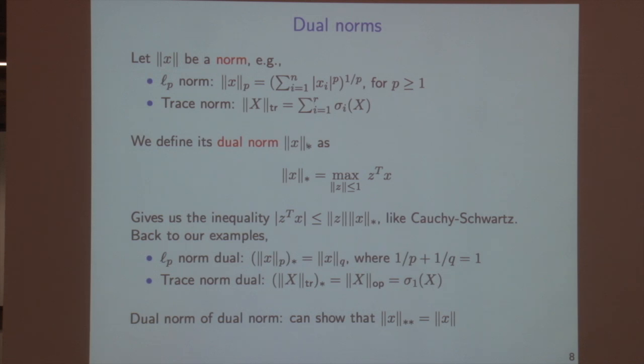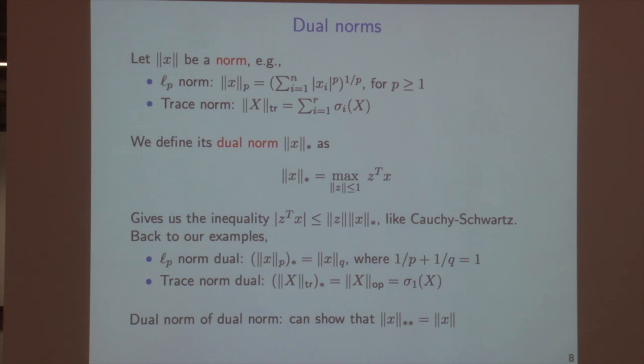The dual norm of any norm is defined by the following maximization. We write it with the usual norm notation and a subscript star to note that this is the dual of the norm in the plain notation with no subscript. We look at the maximum inner product with x over all vectors z that are in the unit ball defined by the original norm. That's how a dual norm is defined. This immediately gives us the inequality that if I take z transpose x and look at its absolute value, then it's less than or equal to the original norm of z times the dual norm of x.